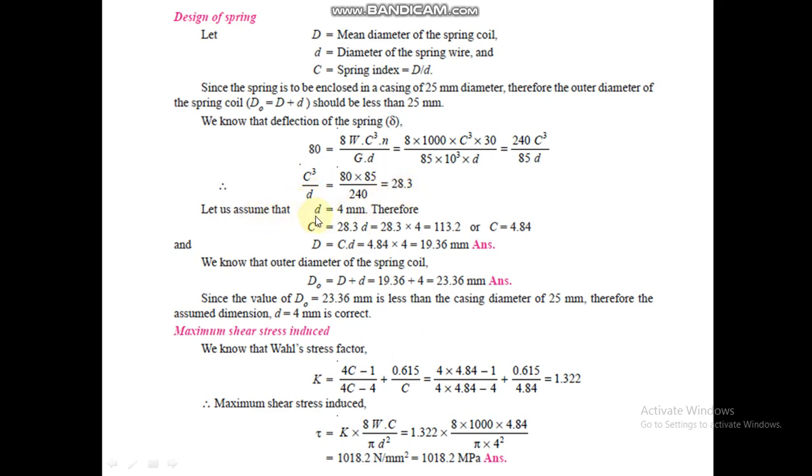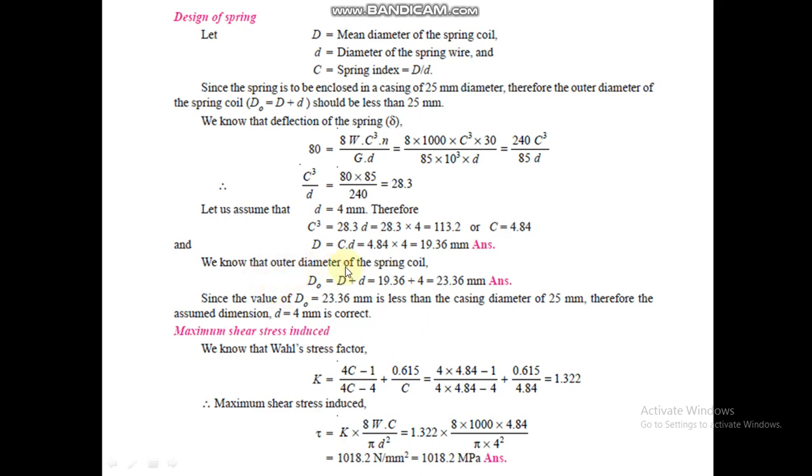We assume that the small d is equal to 4 mm. From this value we will calculate the value of C as 4.84 and capital D we have calculated as 19.36. These are hit and trial values, meaning we are not sure whether this answer is correct or not. How will we check?